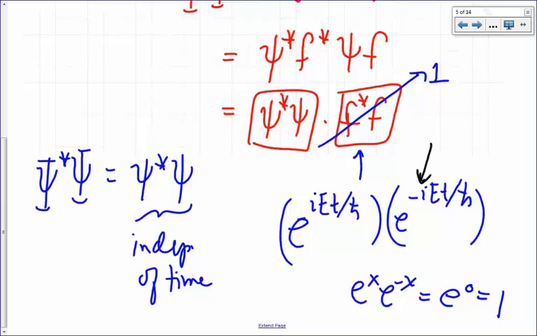Psi itself does depend on time. Big psi depends on time, this depends on time. But it's equal to this, okay, which is independent of time. It only depends on the coordinates of your particle.